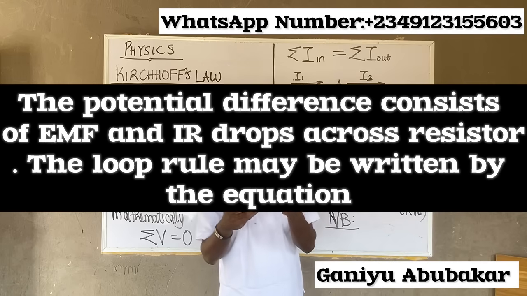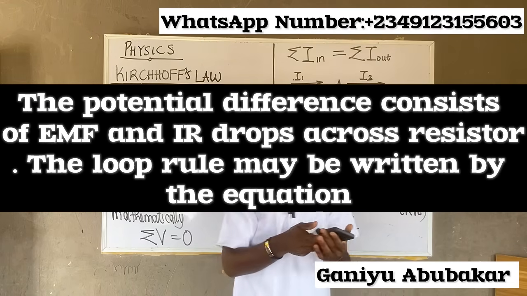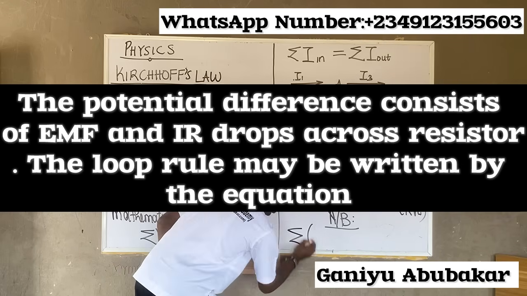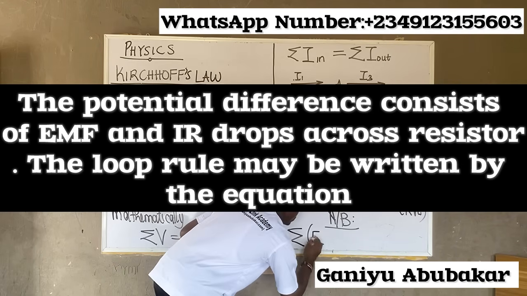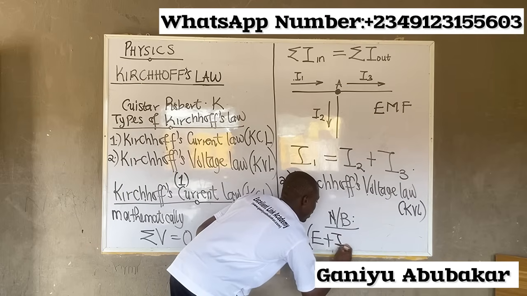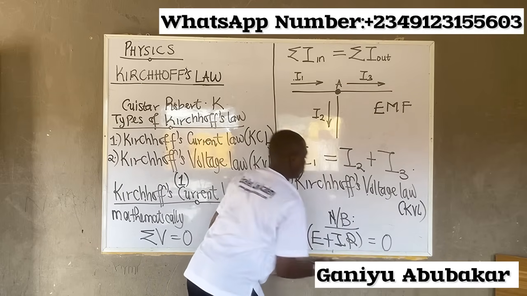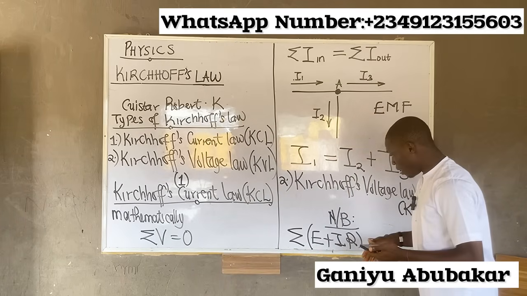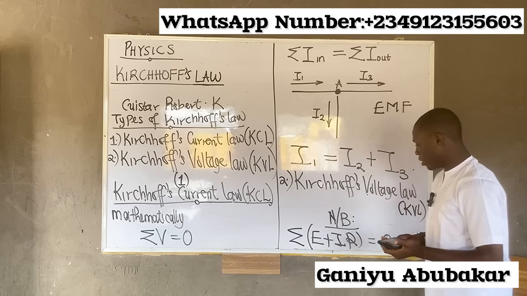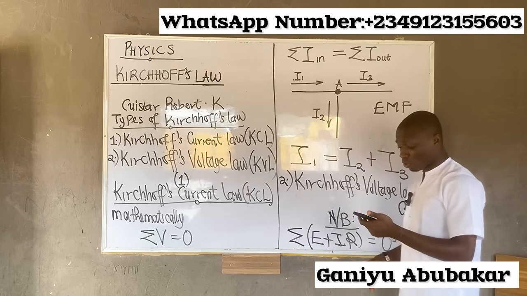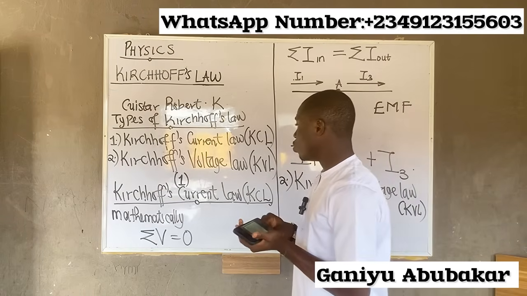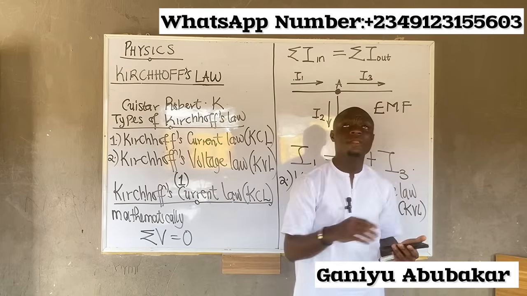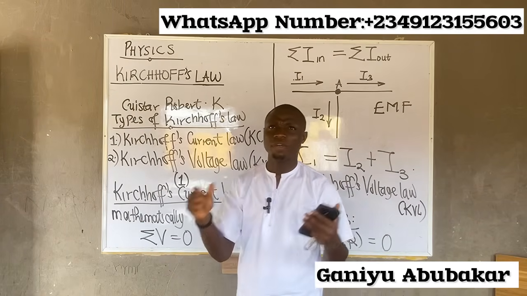The loop rule may be written in the equation below: the sum of E plus IR equals 0. So this one important thing to note is that the sum of E plus IR should be equal to 0. This is how you state Kirchhoff's current law and Kirchhoff's voltage law. So we have looked at these two laws here.